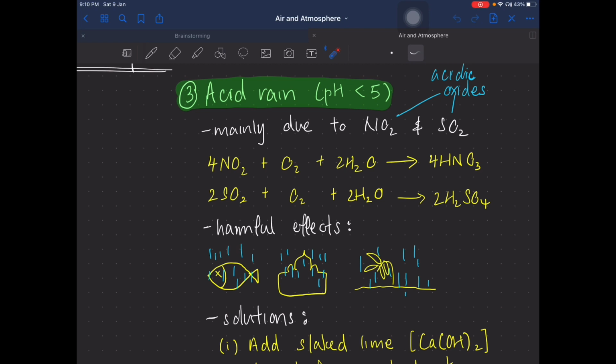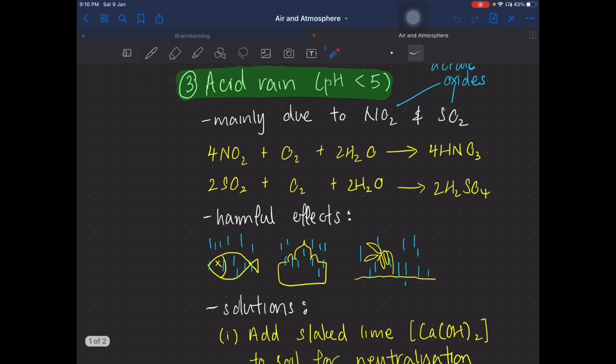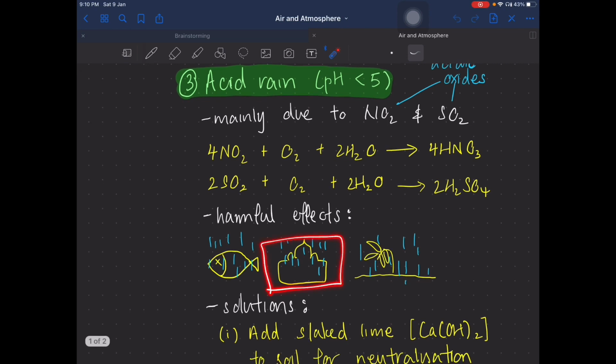So what are some of the harmful effects? They are of great danger to aquatic life, the fish and other plants within the water, because this rain can change the pH of the water and affect their ability to survive. Buildings that are made of limestone especially, as well as metals, can go through corrosion if acid rain falls on them.